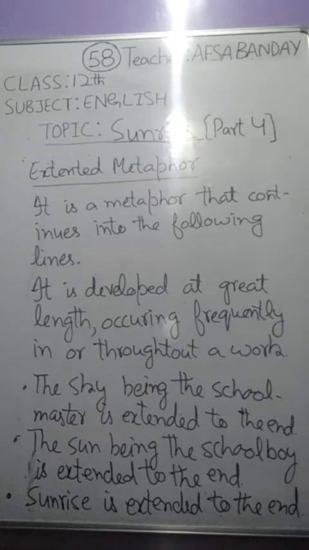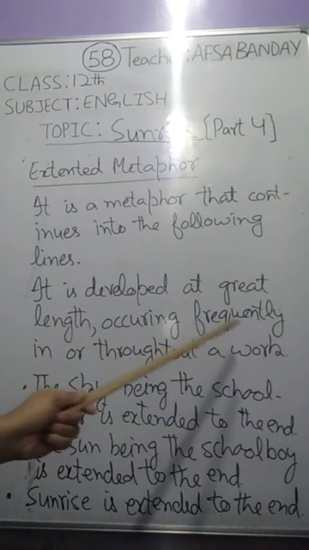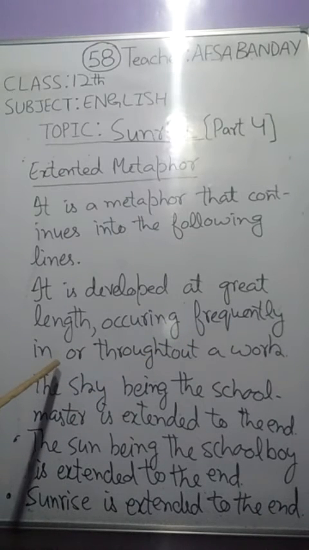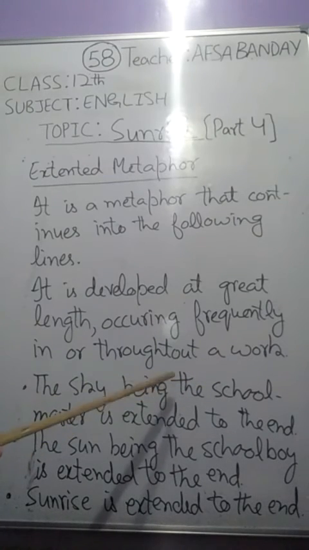Then comes the next poetic device that has been used by the poetess in this poem, that is extended metaphor. Earlier we have read about metaphor and we know that metaphor is an indirect comparison. But what is an extended metaphor? It is a metaphor that continues into the following line, that means it continues in the coming lines. And it is developed at great length, occurring frequently, that means it's often used, or present throughout a work.